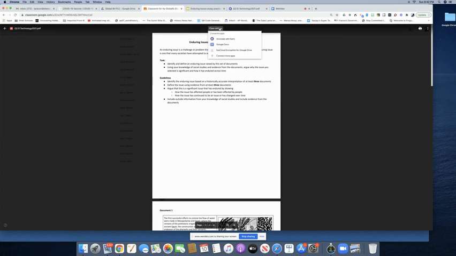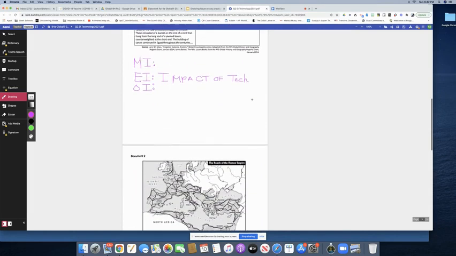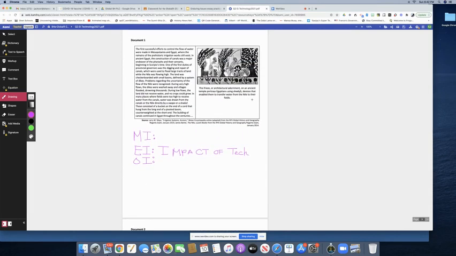You're going to open with Kami, right? Then Kami will open and you will see your document set. You're going to have 5 documents, just like always. What you're going to do is read through each document. Remember, you can use Snap and Read, that's this icon right here, to help you read. And you're going to annotate for 3 things: MI, EI, O. So main idea, enduring issue, and outside information.